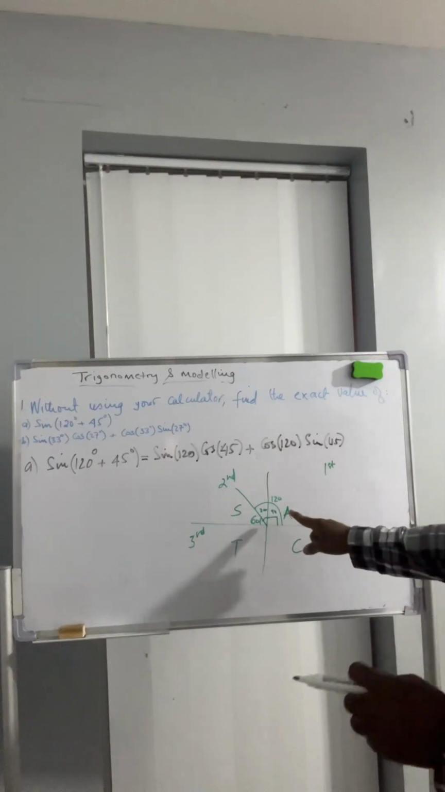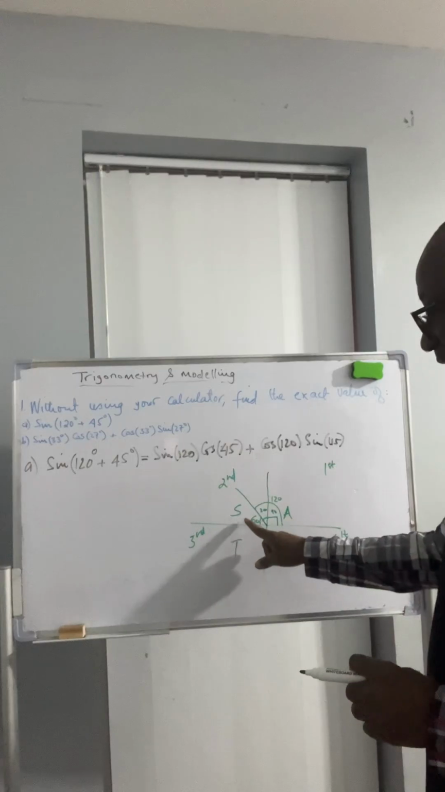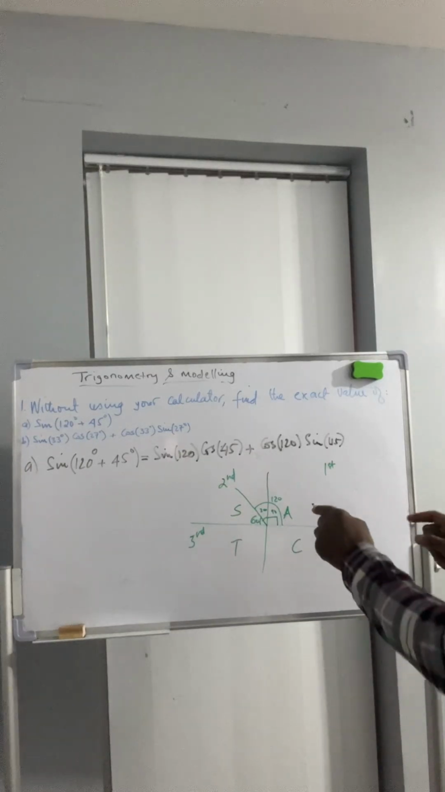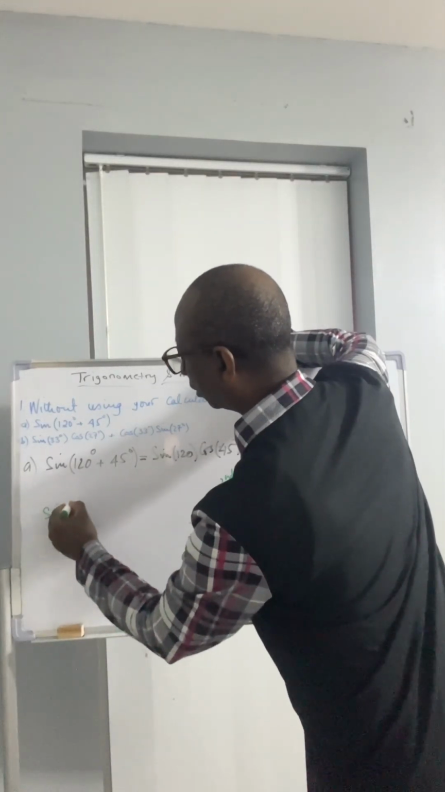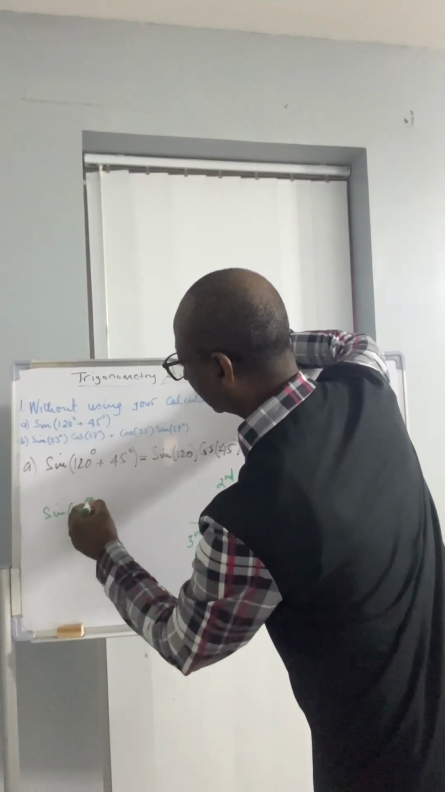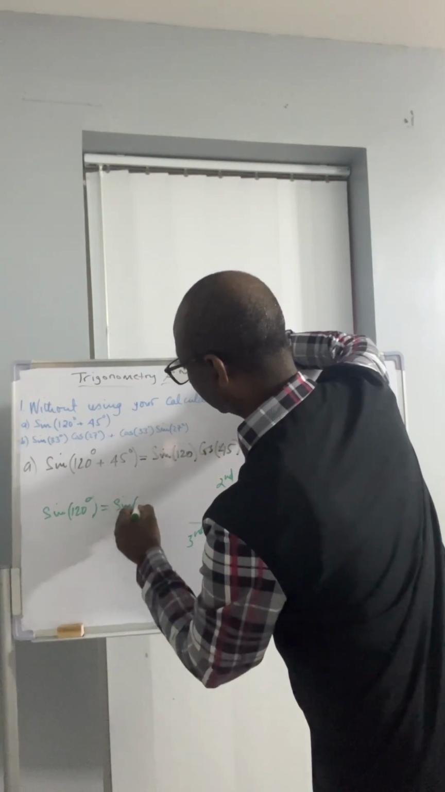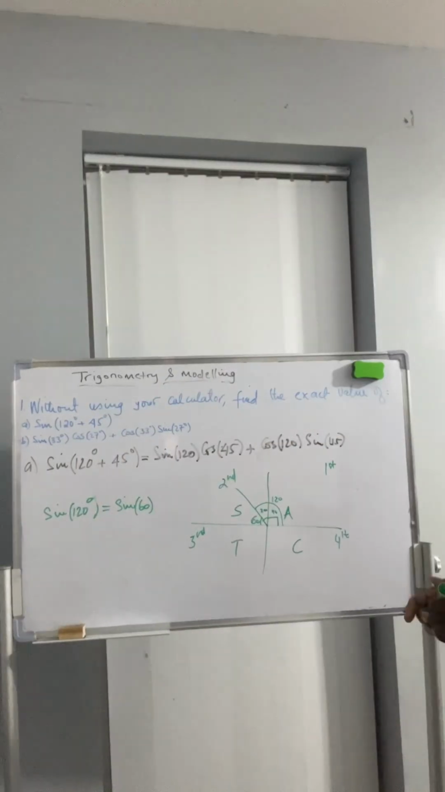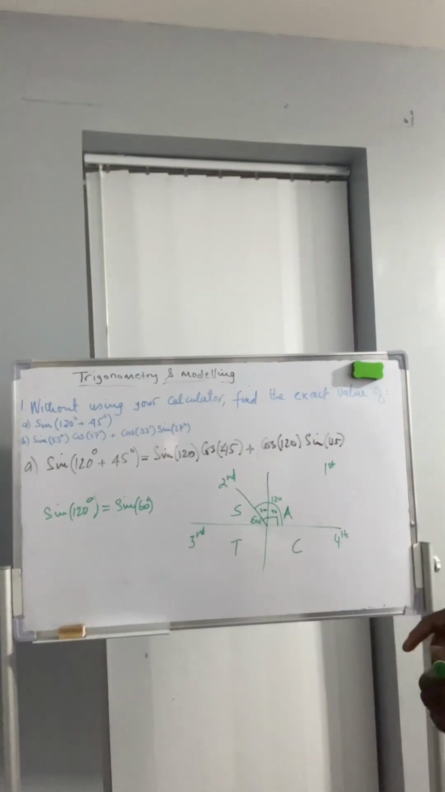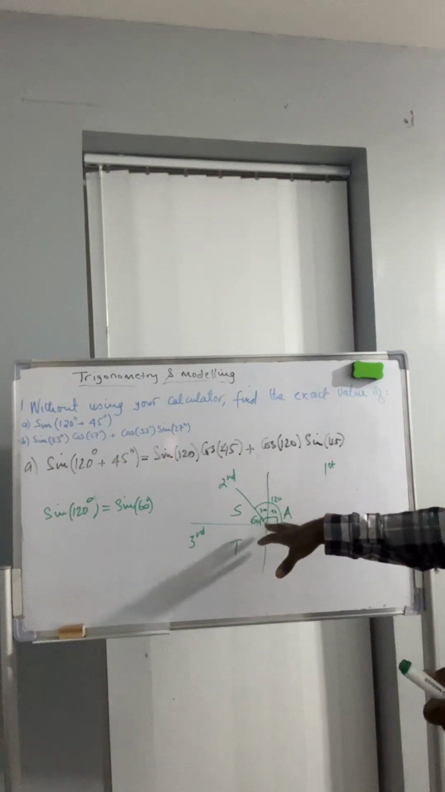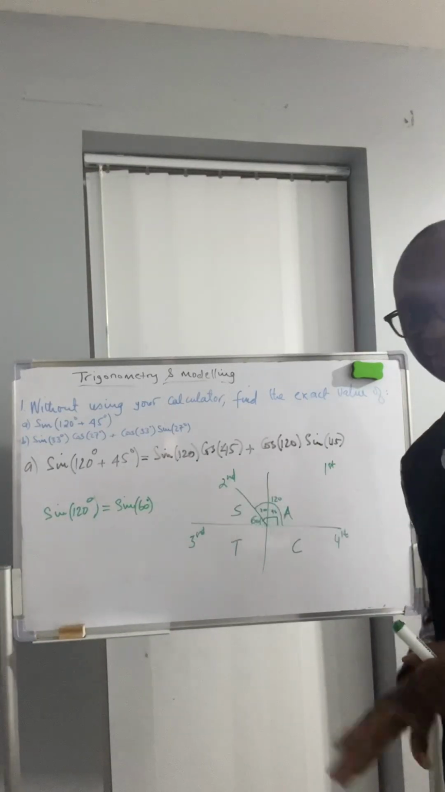For the sine, we are looking for sine 120. But here, sine is positive. Only sine is positive here. So what this quadrant is telling us is that the sine of 120 degrees is equal to the sine of 60 degrees. That is what we are getting from the quadrant. So the sine of 120 degrees is equivalent to the sine of 60 degrees.